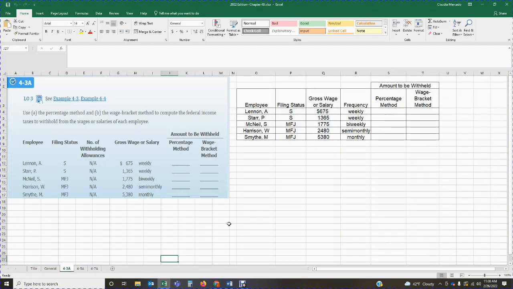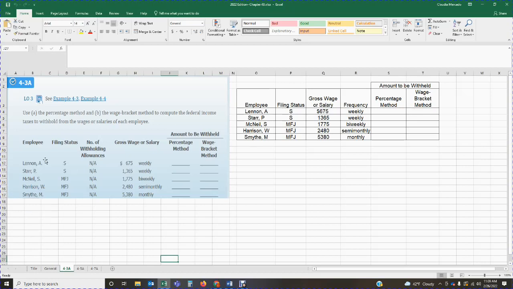This specific problem is a side-by-side comparison of the federal income tax using both the percentage method and the wage bracket method. You're going to see that after we calculate, the numbers are very close, regardless of the method you use. Of course, the wage bracket method is a lot simpler. All we have to do is, based on the information provided, go into a table and pick a number based on those specifics. In the percentage method, we will also use tables, but there are calculations involved.